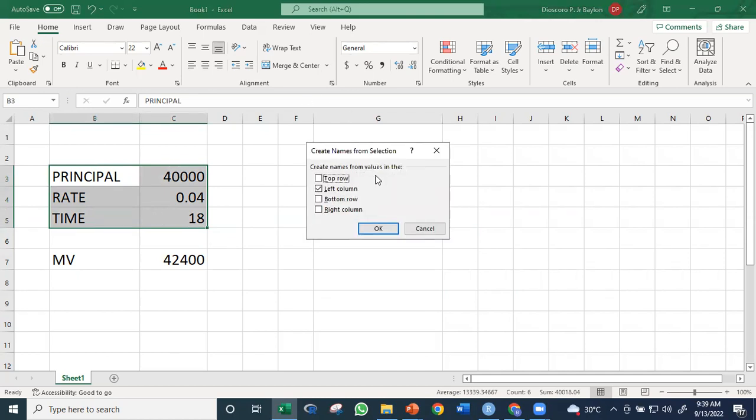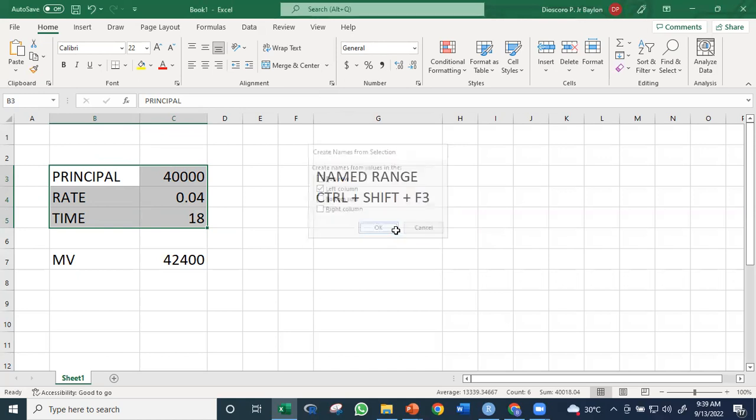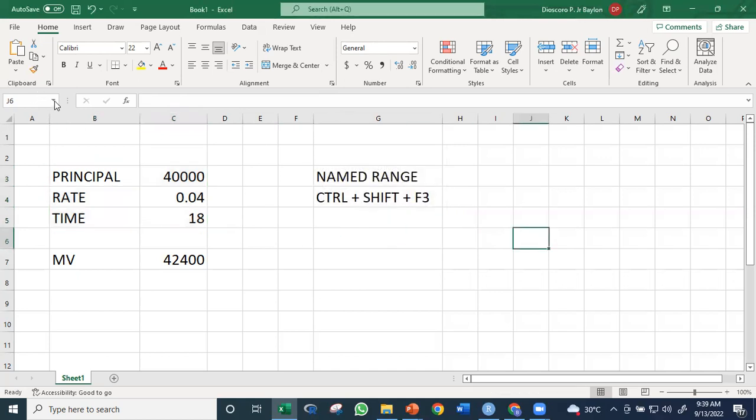I would be getting this: create names from the values in the, and Excel rightly guesses that it's in the left column. If I click OK there, then the names will all be here. It didn't change because we already did that, but this was a shortcut. You can just highlight everything and then use Control Shift F3.